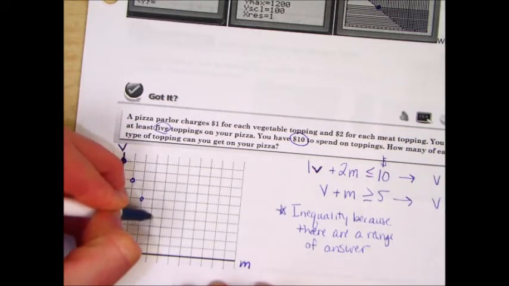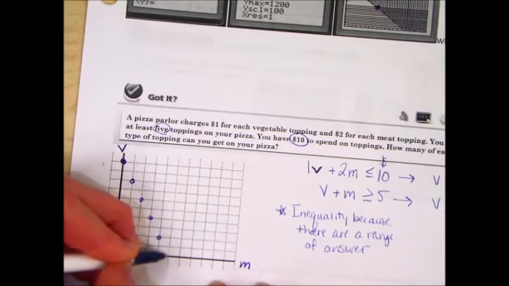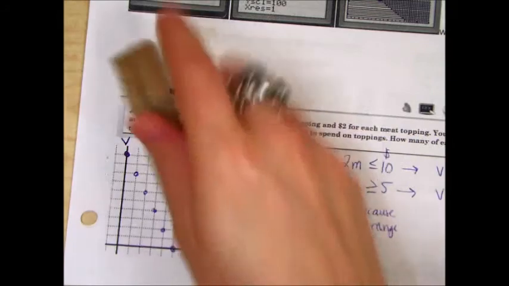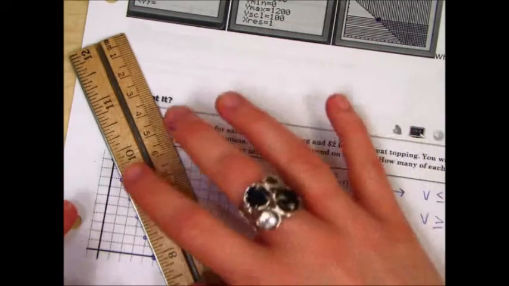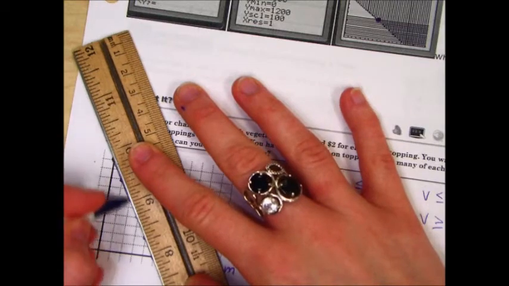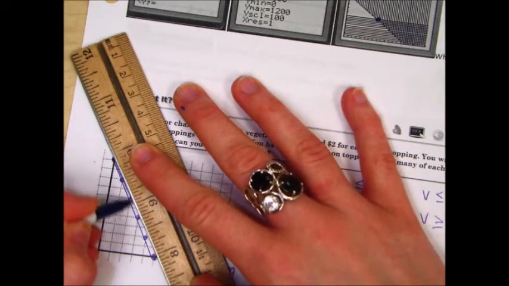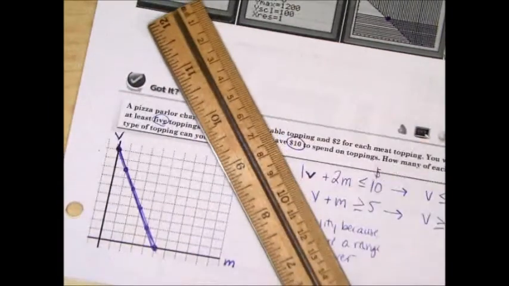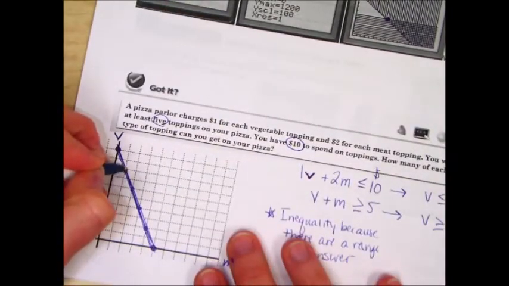When you connect these, think to yourself, should I be using a solid or a broken line? Hopefully you will decide that you need to use a solid line. So we connect using a solid line because it's equal to. And I'm only going to take it from one axis to the other to indicate that I can't have negative amounts.